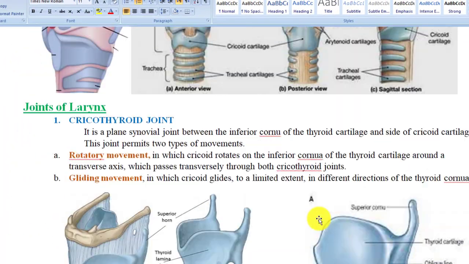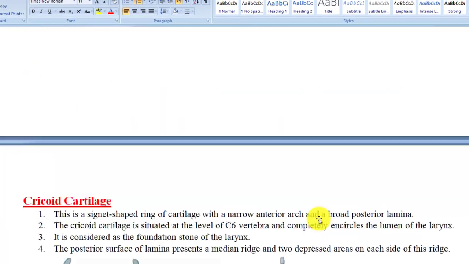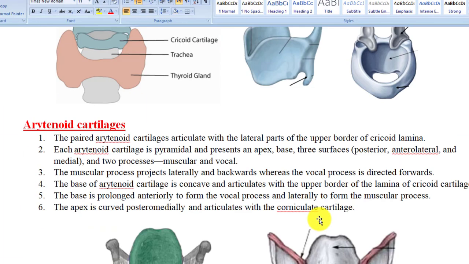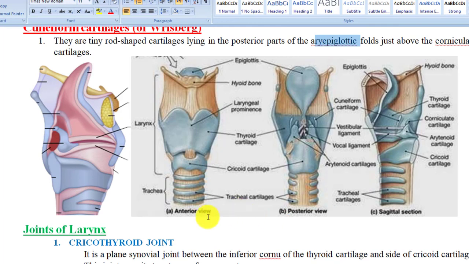So friends, these were about the cartilages of the larynx. Inshallah, in the next lecture I will discuss the joints which are present in your larynx.